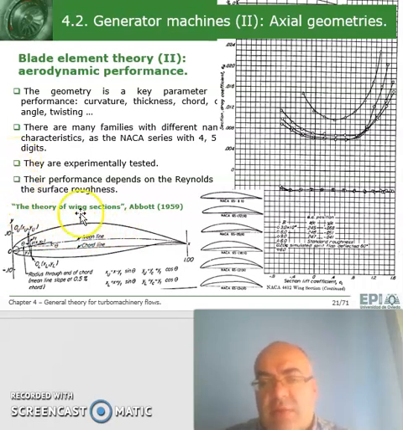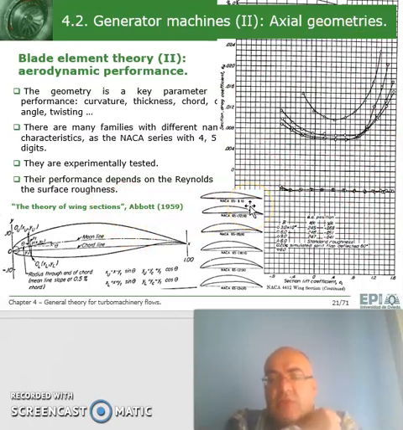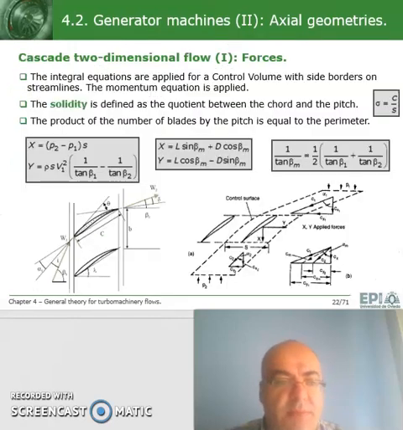Those series of blades were experimentally tested, and their performance has been plotted in many graphs like that, so we have a kind of database. If we want to design a new geometry, we have a very important database to compare with our requirements. And with that in mind, we can do the two-dimensional flow.